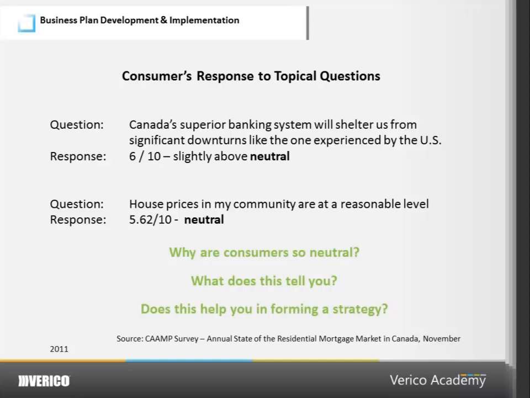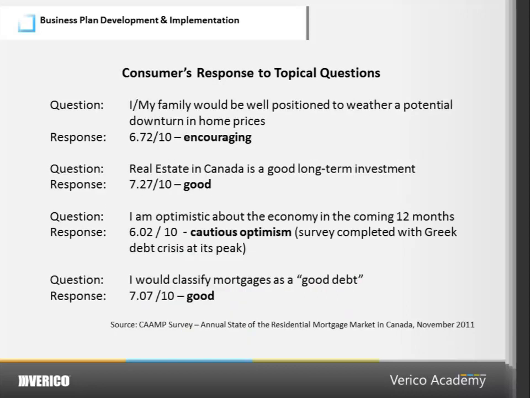They're looking for you to reassure them that the decision they make is the right decision for them, and you, as a specialist in this industry, can do that. The comment, "My family would be well positioned to weather a potential downturn in home prices," scored a 6.72 out of 10, or almost a 7 out of 10. That's encouraging. So most people feel that they could live with a downturn in home prices.